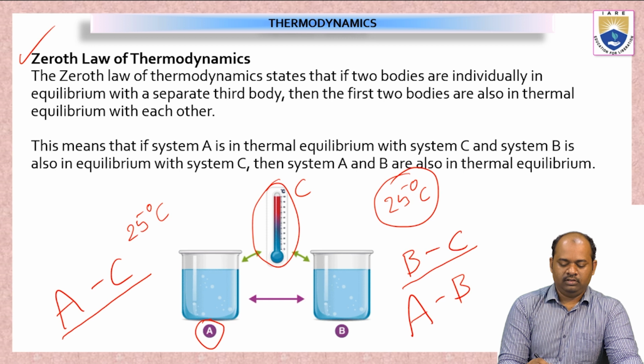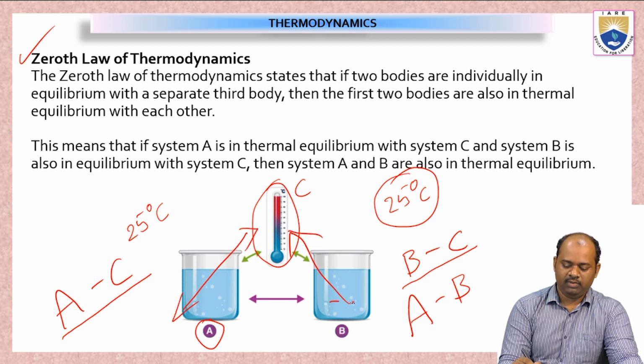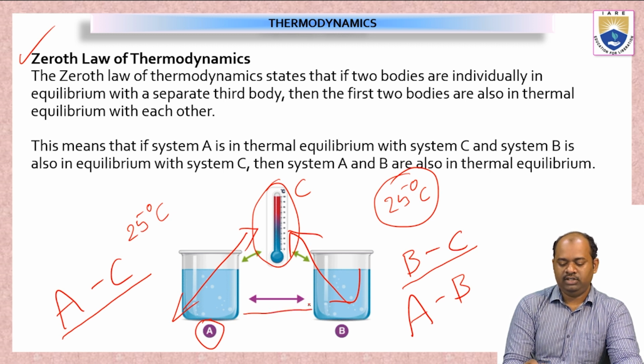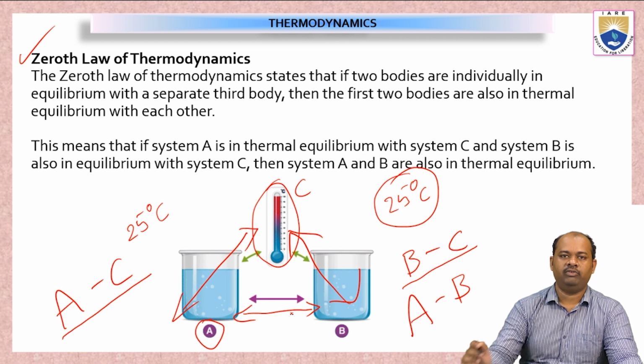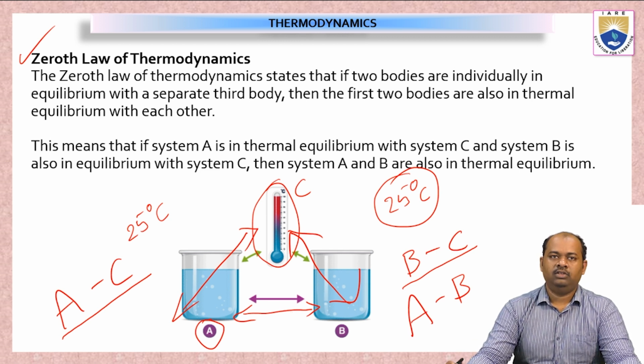Okay. These two are in thermal equilibrium and these two are also in thermal equilibrium. Now what the zeroth law states is that these two objects, like the A and B containers, are also in thermal equilibrium. So this is the basic definition of the zeroth law.